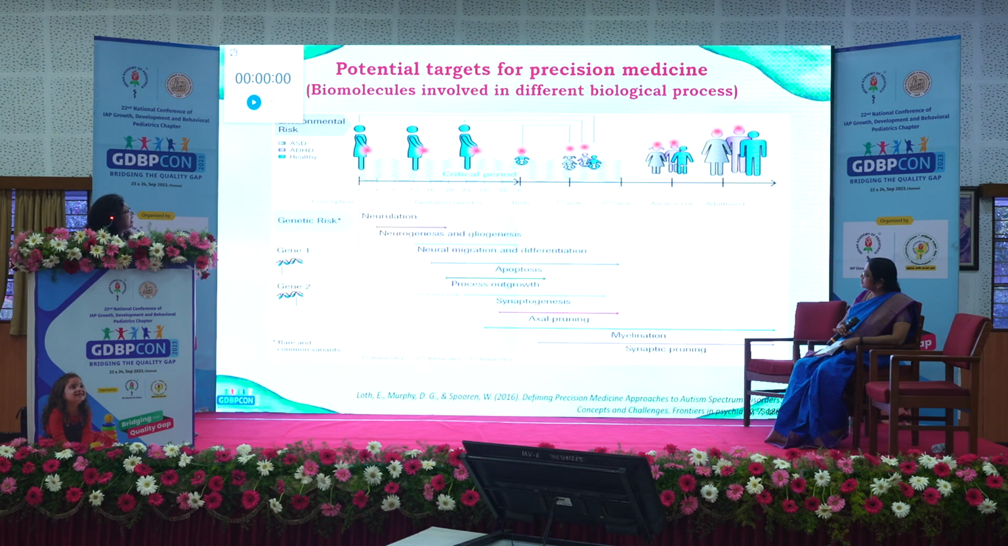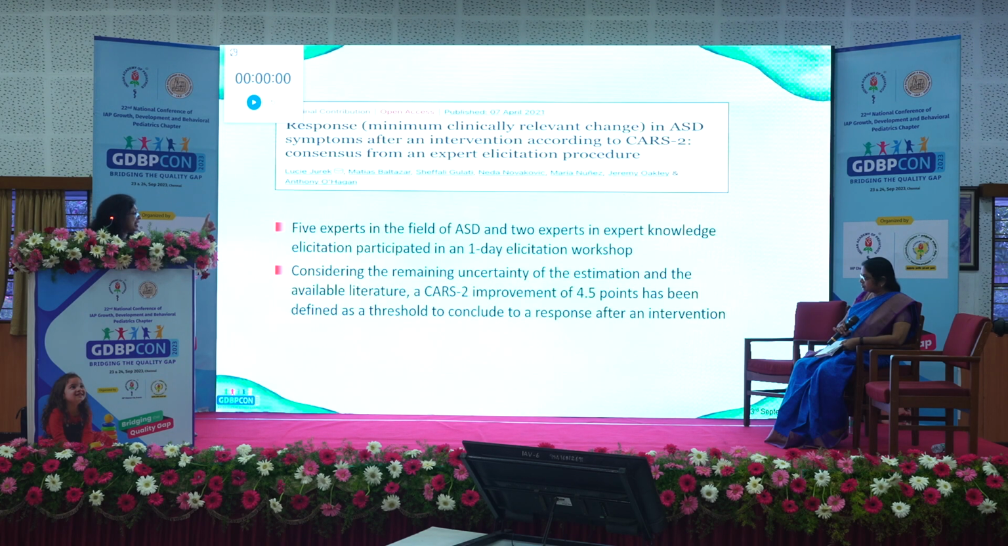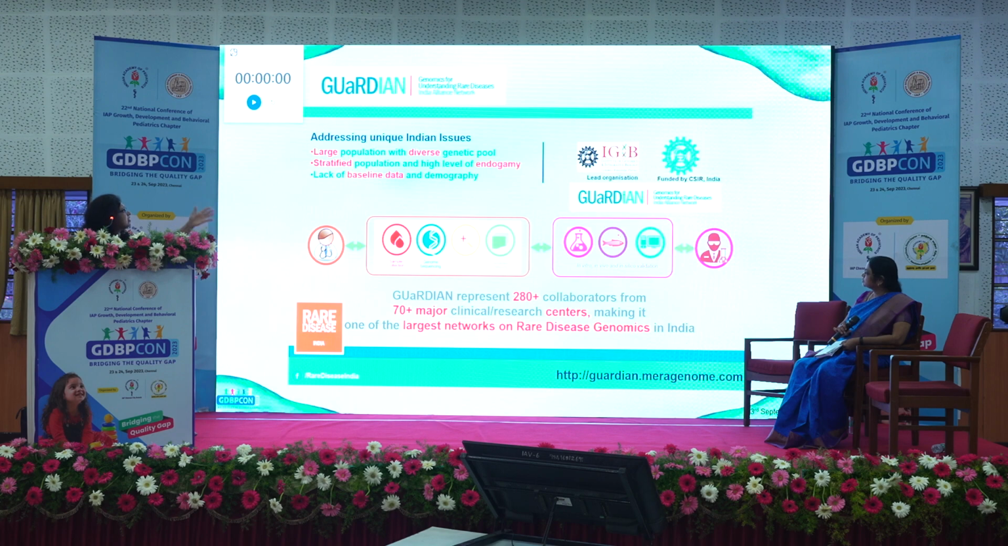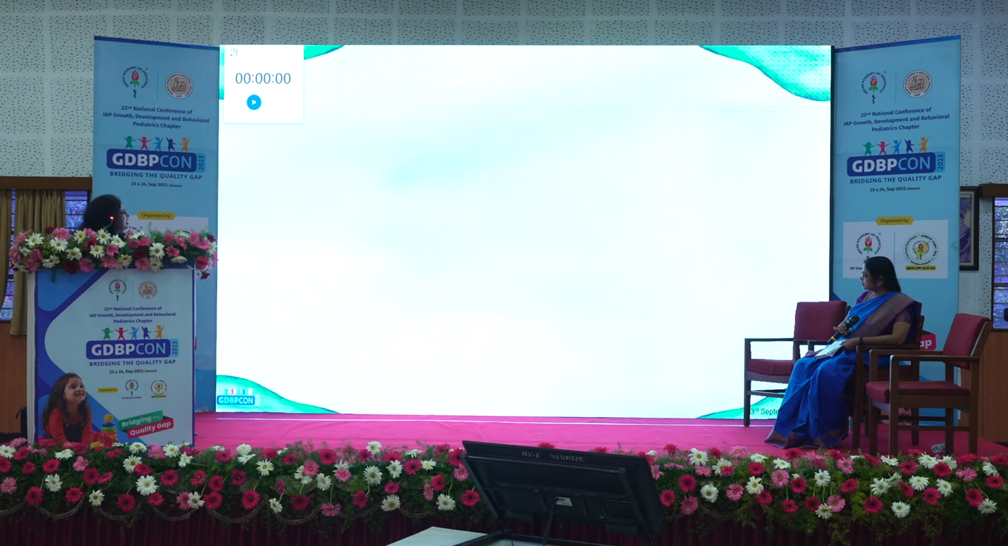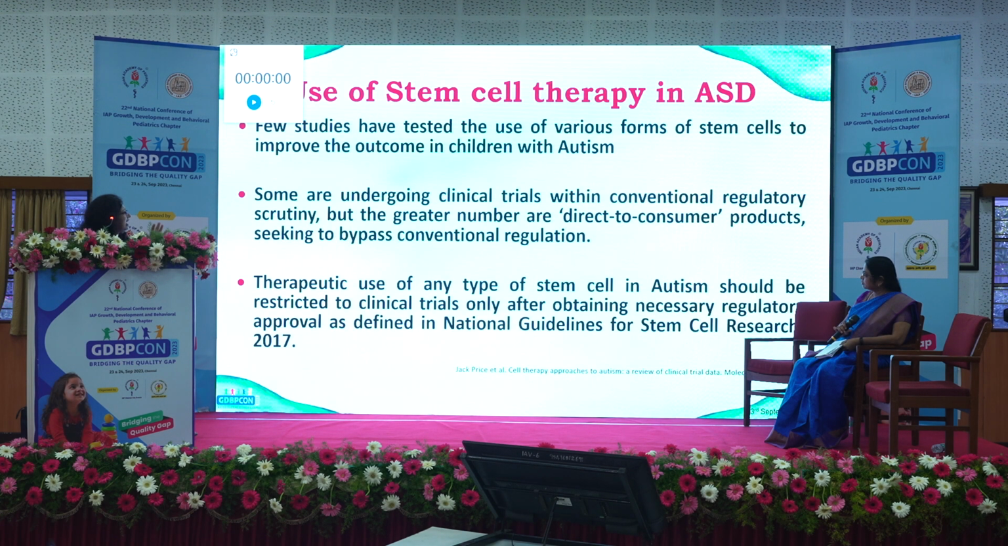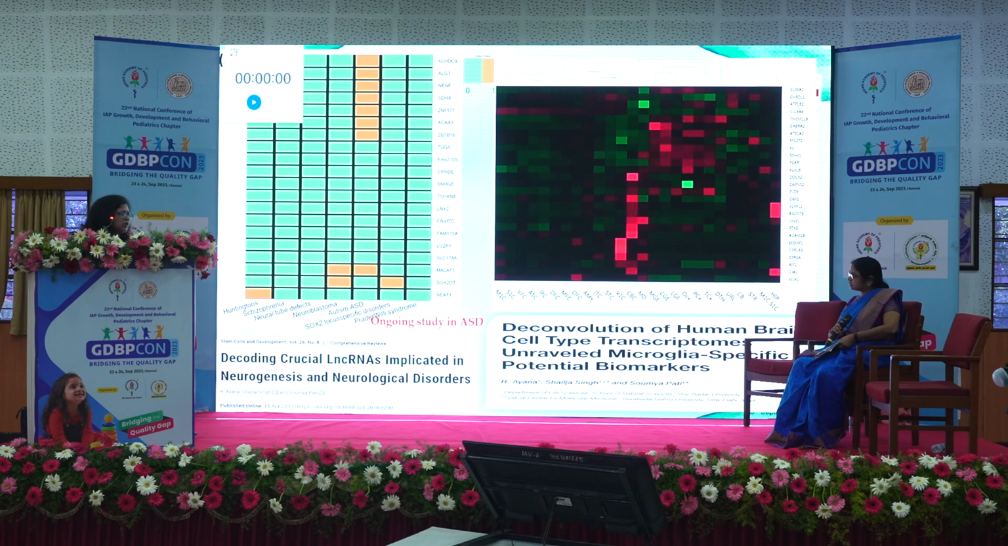So there are some precision medicine targets for autism, but there are only a few medicines, and we have to have a minimum 4.5% change in CARS. When we can call it significant, this we had done with an elicitation workshop, and there are a lot of software tools developed from the IGIB. Nanotechnology is something of the future, and stem cell is a total no-no right now, only in research mode. We are doing exosomes in autism in ASD mice, and it's not moving. And we'll have to try working on non-coding RNAs.